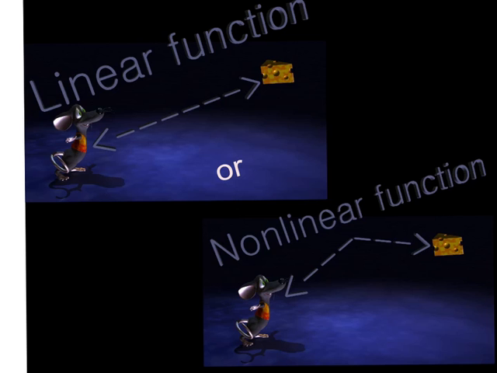In the next section, we're just going to talk about linear and nonlinear functions. Remember that a linear function is just a straight line with no bumps or curves or anything. A nonlinear function is just everything else that is not a straight line.